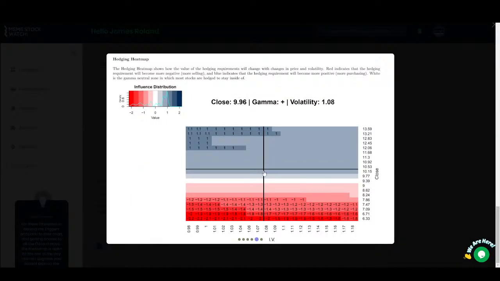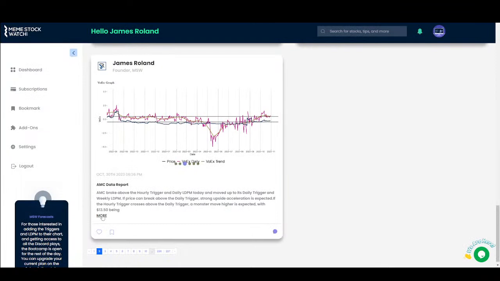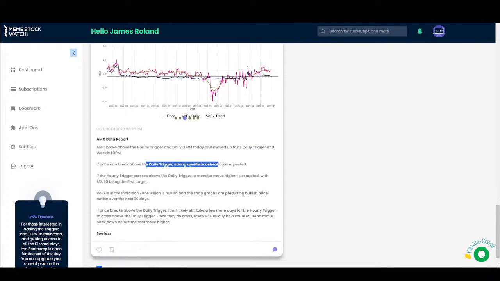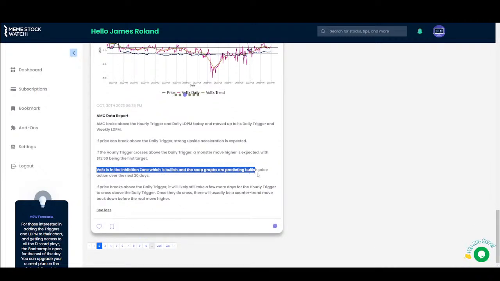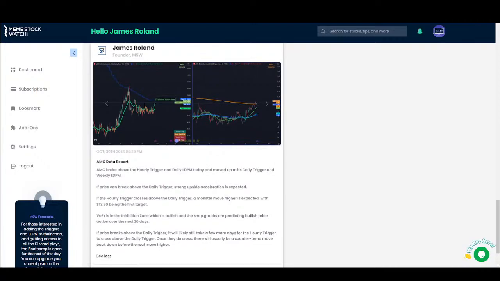And of course, price was also in some purchasing support when it closed yesterday. So because price was in purchasing support, influence distribution is bullish right here. The peak is in the blue. And that's the options table, but there wasn't much there. So price can break above the daily trigger. Strong upside acceleration is expected. VOX in the inhibition zone, which is bullish, and the snap graphs are predicting bullish price action over the next 20 days. So yesterday was a pretty easy call for AMC.